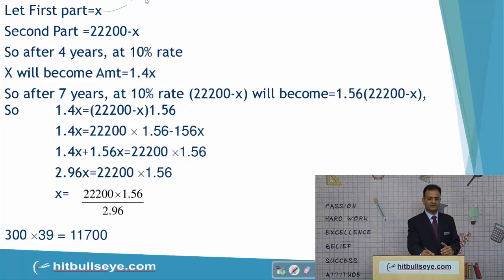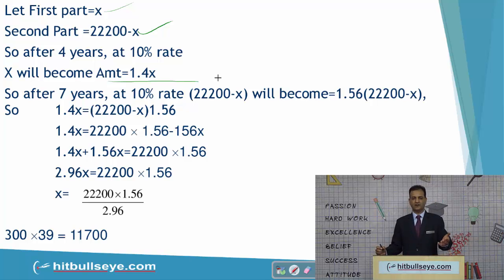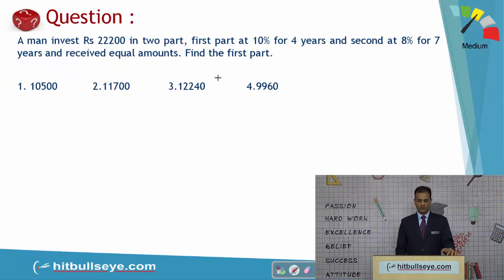The first part is X, the second part is 22200 minus X. After 4 years at 10%, X will become 1.4X. After 7 years, the other part becomes, and then you will solve. This is the proper method and you can see it on your own. Now how can we do it if we want to do it early?